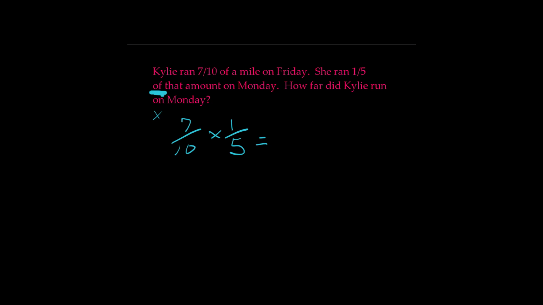So 7 times 1 is 7. 10 times 5 is 50. So the question, how far did Kylie run on Monday? Well, 7/50 is less than 7/10, so that's good. So 7/50 miles. Okay, and if you even wanted to say miles on Monday, that would even be okay as a more specific answer. But 7/50 is your answer to that. So our first two problems, we did some multiplying mixed numbers, and now multiplying fractions.